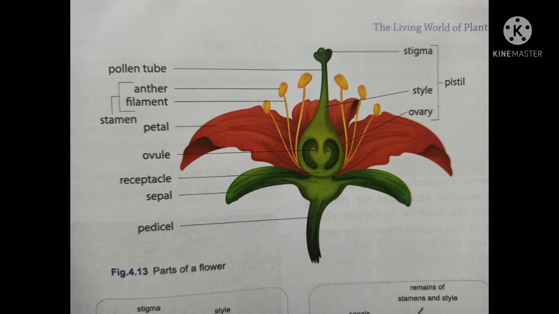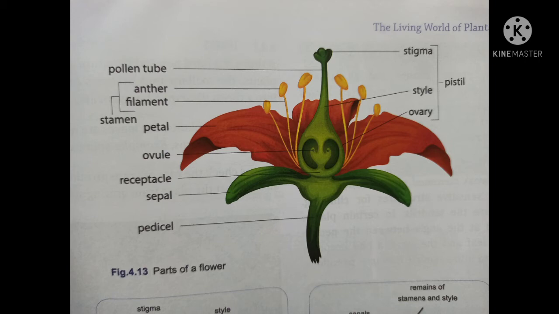Androecium. The third part of the flower is the androecium, which has the stamen, the male part of the flower. Each stamen has two parts, a long filament and a bag-like structure on top called the anther. The anther contains pollen grains, which contains the male gametes. Gynoecium. The innermost part is the gynoecium, which has the pistil, the female part of the flower.